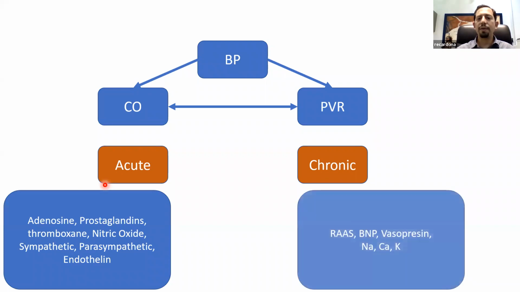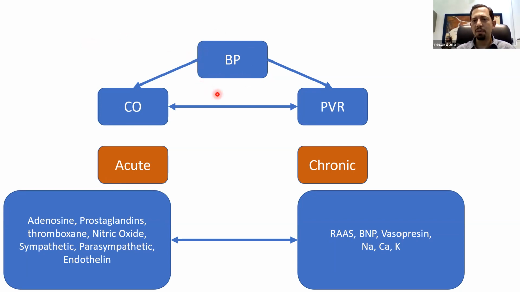We also have chronic factors that are going to help us regulate blood pressure, which are going to be the renin-angiotensin-aldosterone system together with all its hormones, the brain natriuretic peptides, vasopressin, as well as the concentration of sodium, calcium, potassium in our system are going to help us regulate the circulating volume and the vascular tone. And it's precisely this interaction between all these hormones that allows us to have a proper balance and to maintain blood pressure in adequate levels.